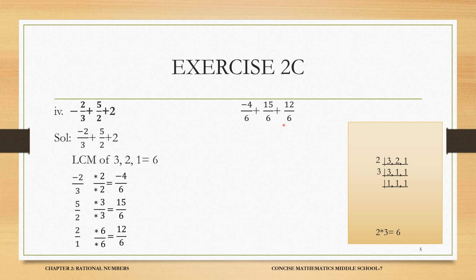Because the denominators are 6, you can directly add it. So minus 4 plus 15 plus 12 by 6. Here keep this minus 4 as it is. Both are having plus sign, so just put a plus sign and add this 15 plus 12. It becomes 27. Minus 4 plus 27. One is having positive sign, other is having negative sign. Just put the bigger number's sign. 27 is bigger and its sign is plus. So just put plus sign and subtract it. It becomes 23 by 6.